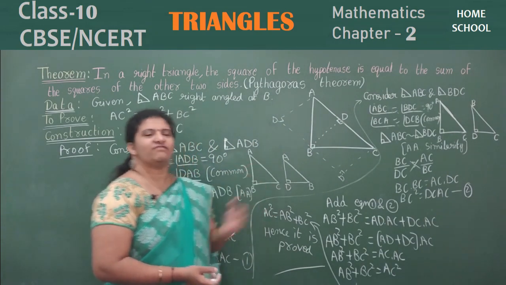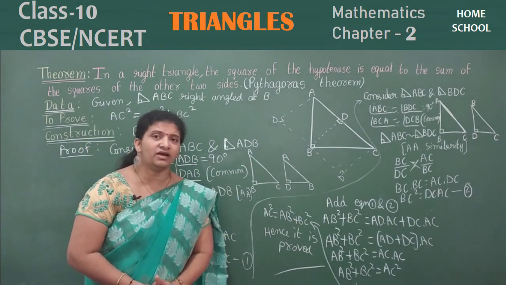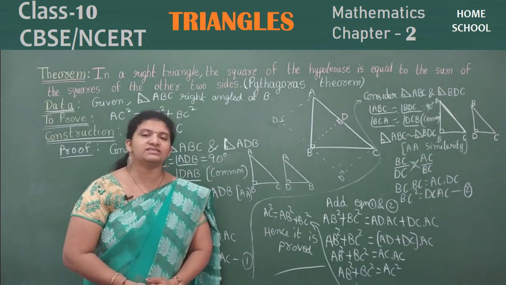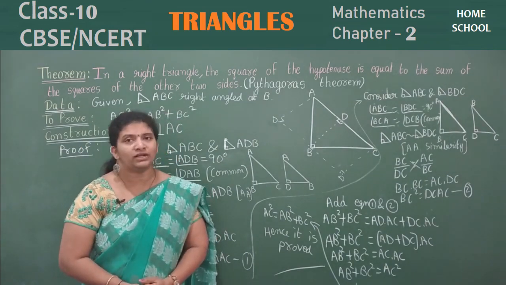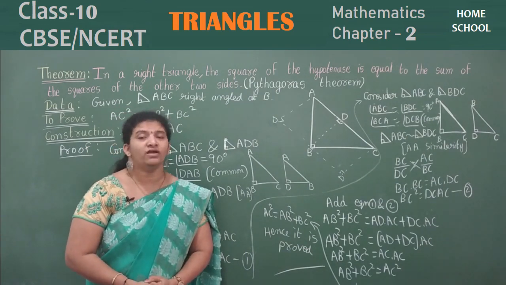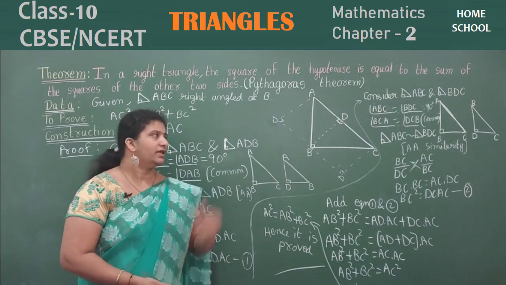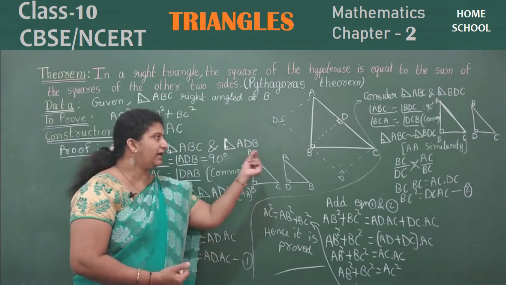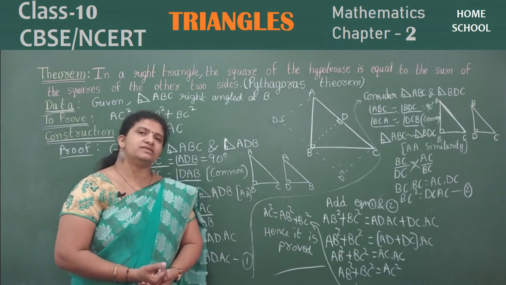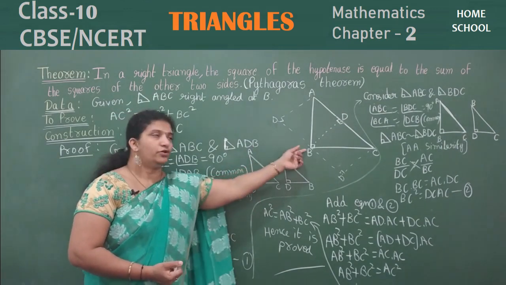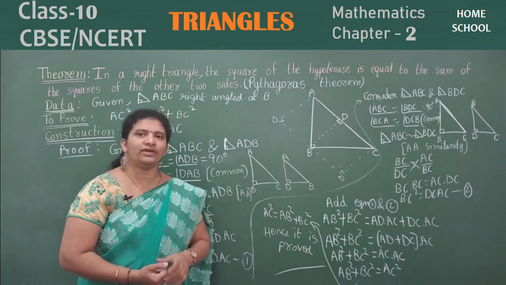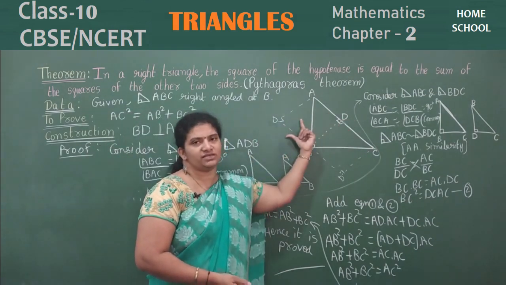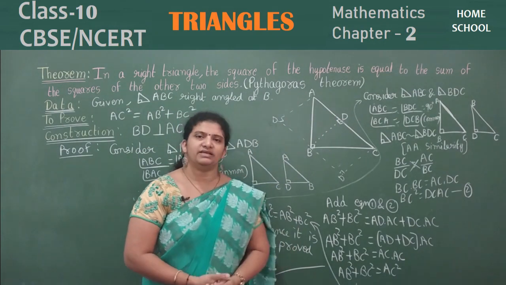Okay, so let's have a recap of the Pythagoras theorem here. What is the Pythagoras theorem statement? In a right triangle, the square of the hypotenuse is equal to the sum of the squares of the other two sides. Given, it is a right triangle ABC, right angled at B. What is the construction we have done? Draw BD perpendicular to AC. What to prove? Hypotenuse square, AC square, is equal to AB square plus BC square.